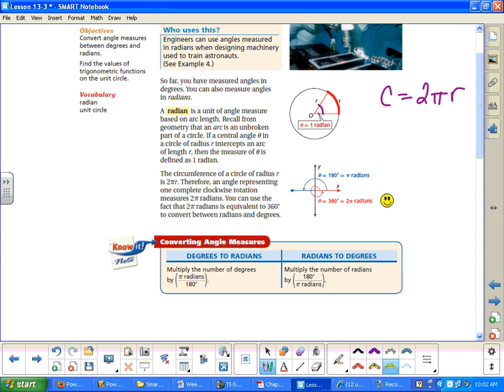So all the way around the circle is 360 degrees or 2 pi radians, and halfway around the circle is 180 degrees or pi radians. So take your calculator for a second and take 360 degrees and divide by 2 pi. Make sure you put that 2 pi in parentheses. 360 divided by 2 pi. Okay, 57.3 degrees. So 1 radian is basically equivalent to 57 degrees, and that's pretty close to 1/6 the way around a circle.